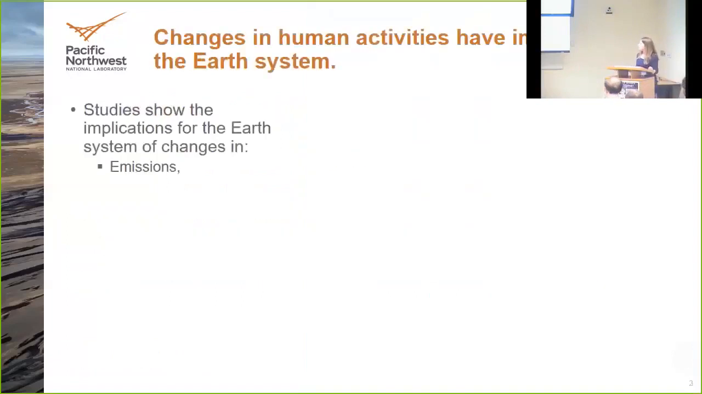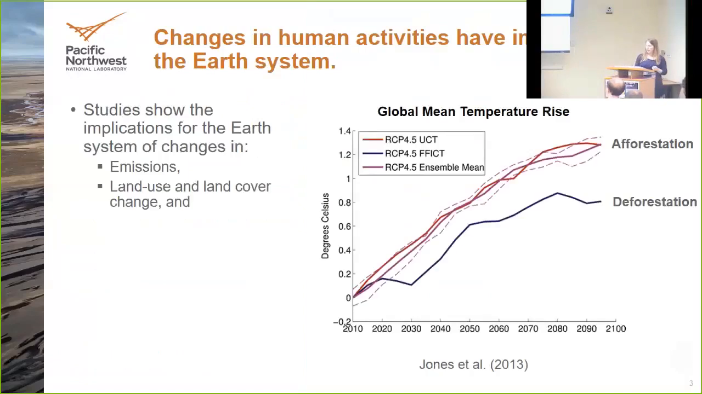And so just some motivation here, and you may know some of this. Changes in human activities have implications for the Earth system. As emissions go up, particularly emissions of things like carbon dioxide, temperatures go up. Changes in land use and land cover also affect climate. This is a study shown on the right where they have the exact same emissions and concentrations in an Earth system model, but two different estimates of land use and land cover change, one with afforestation, one with deforestation.